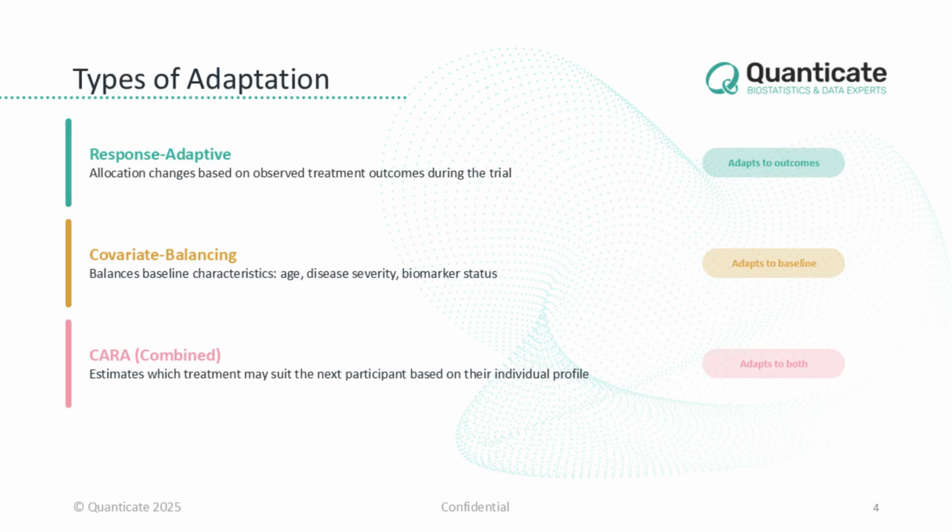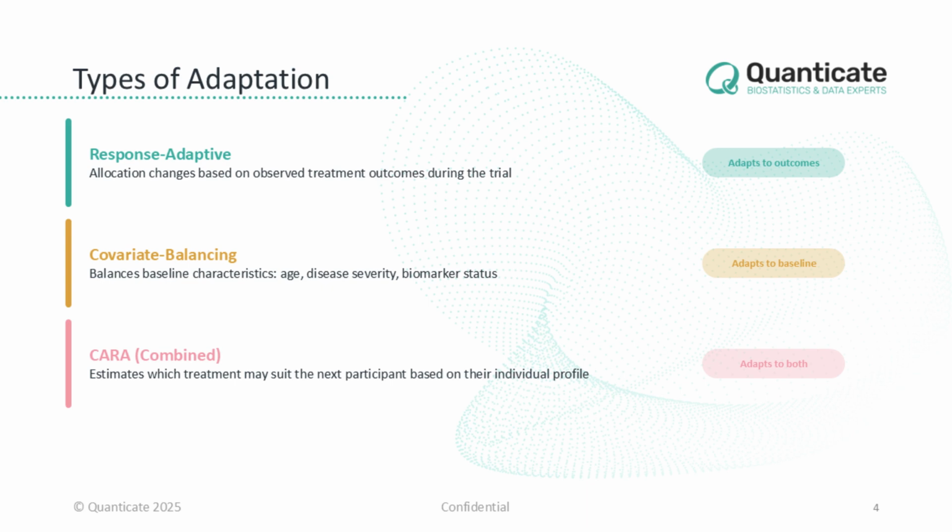One important distinction is between adapting to observed responses and simply balancing baseline factors. Response adaptive randomization changes allocation using outcomes observed during the trial. Other methods focus on balancing characteristics such as age, disease severity, or biomarker status at baseline. These ideas can be combined in covariate-adjusted response adaptive randomization, often called CARA.